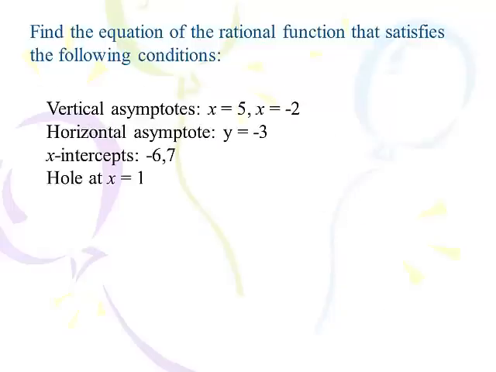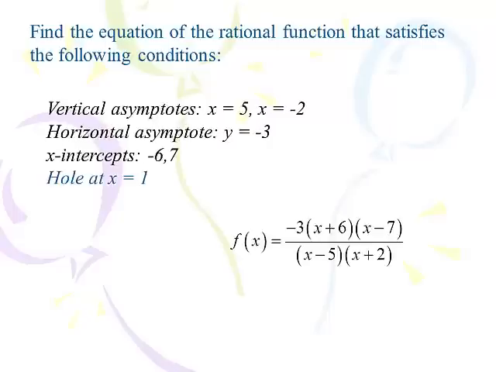Well, this one's got a hole in the function, so there's a little bit more going on here. But you know what? There's the same number of vertical asymptotes as you have x-intercepts, and the horizontal asymptote is negative 3. So really, this is going to be a lot easier than the previous problem. Let's hold off on the hole right now. Let's just get the basics in. Vertical asymptotes go to the bottom, x minus 5, x plus 2. Horizontal asymptote, let's not worry about that. X-intercepts go up top, x plus 6, x minus 7. Tack the negative 3 in there up front.